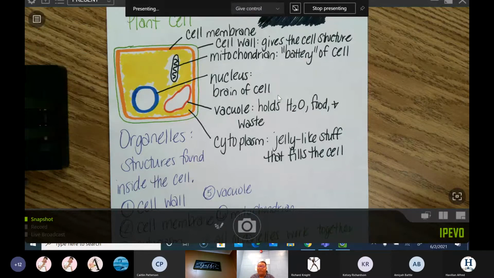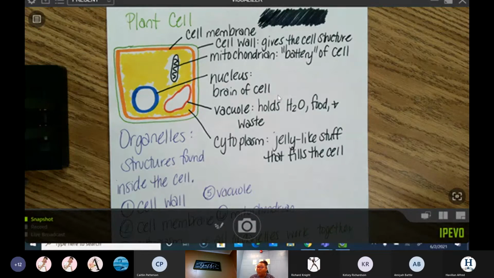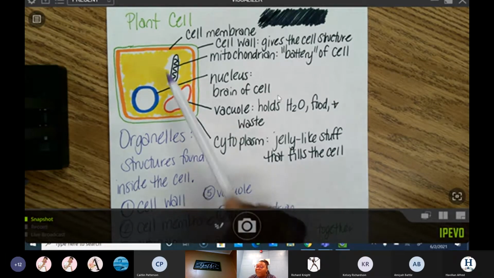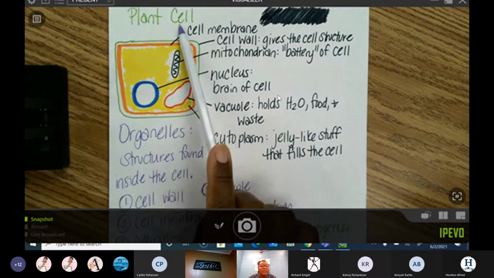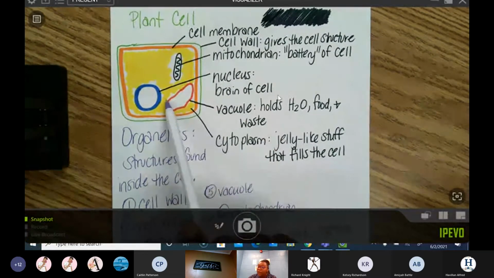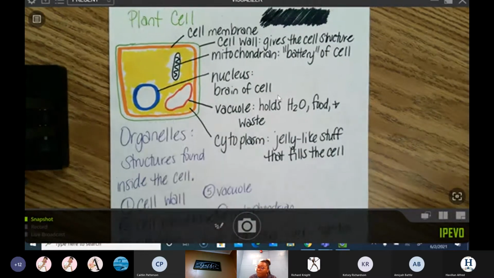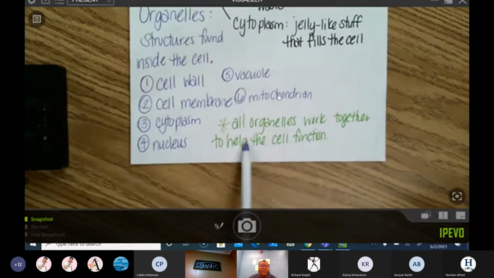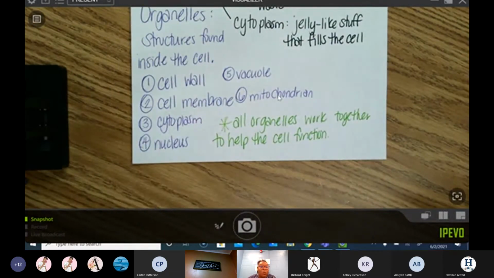Okay, so if we remember, yesterday we were talking about the animal cell, and we identified the organelles inside of the animal cell. Today we're going to start talking about the plant cell and the organelles that can be found there. If we can remember, the organelles that we found inside of the plant cell were the cell wall, the cell membrane, cytoplasm, nucleus, and vacuole and mitochondrion.